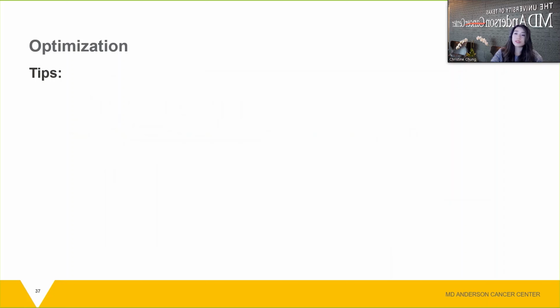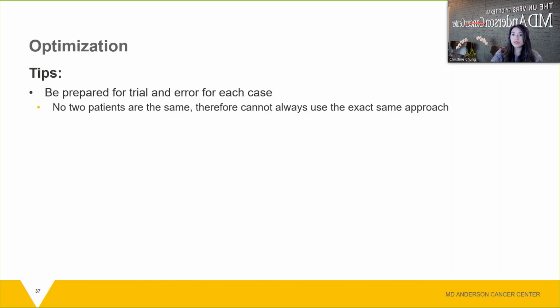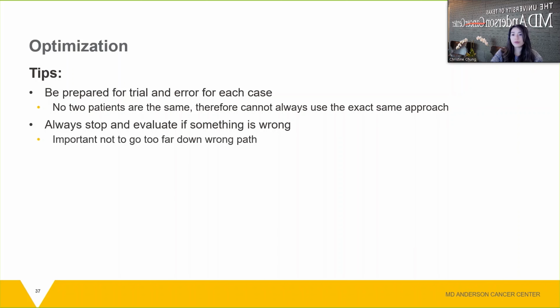Some important things to keep in mind. There is a lot of trial and error for each case. No two patients are the same, and therefore no two exact methods will work foolproof. I always have to change something a little bit for each patient. Always, always stop and evaluate if something is wrong. In clinic, one of the worst things is wasted time. If you waste your time going down the wrong path, it can cost you days in the treatment planning process and cause possible patient delays as well.